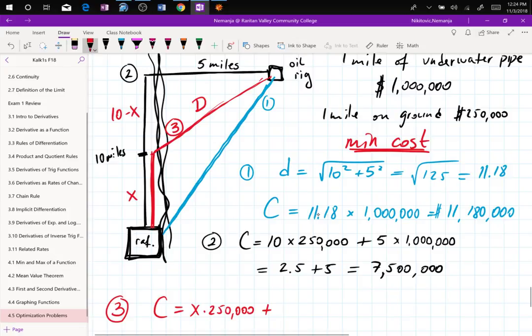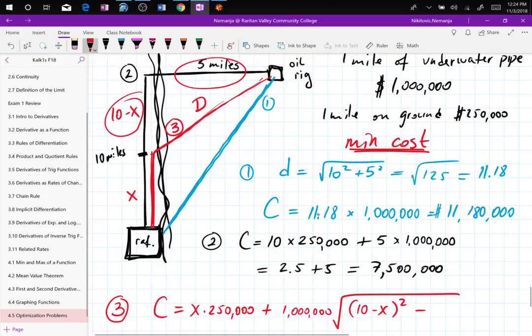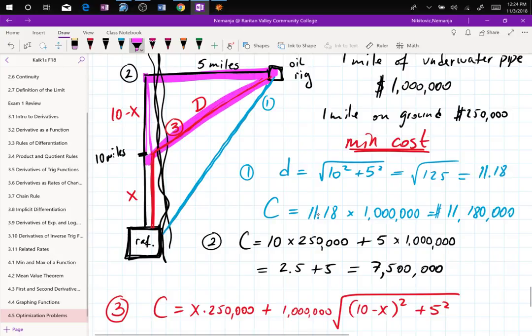Square root, very good. So it's going to be 1 million times the square root of, and I have this squared and a 5 mile square, right? So it's 10 minus x squared plus 5 squared. Because it's the right triangle right here. That's the right triangle right there. And to find the hypotenuse, the longest side, you take two legs, you square them, and then you find the square root.